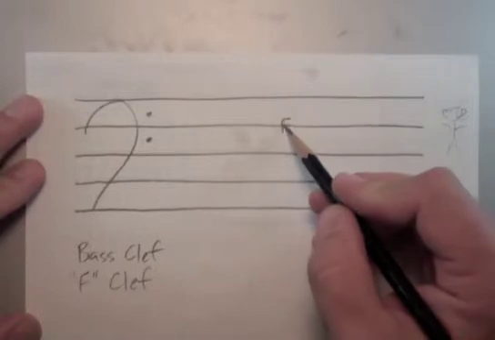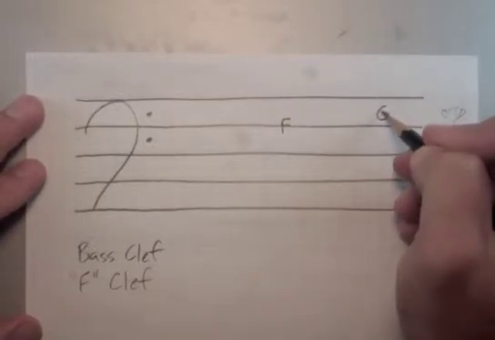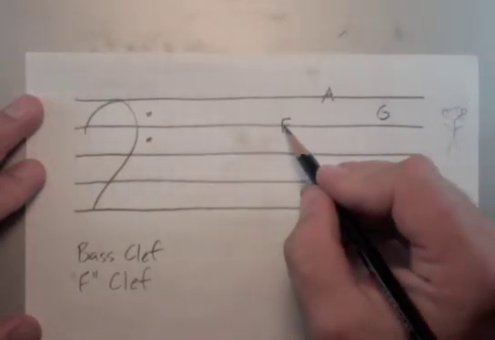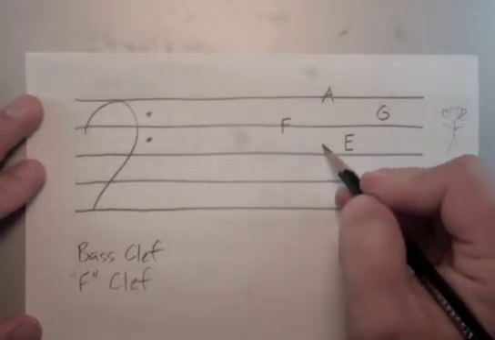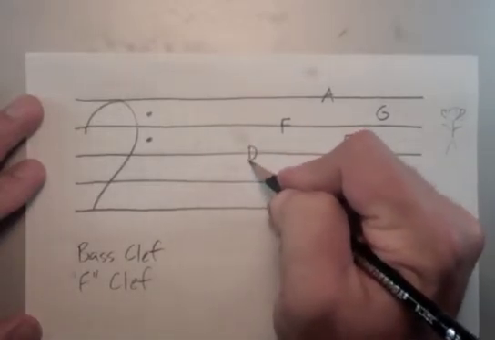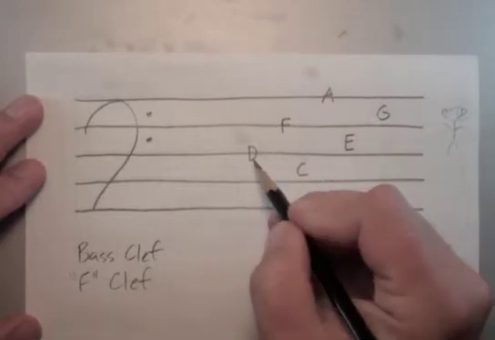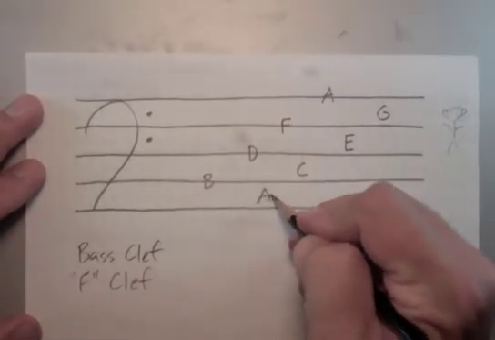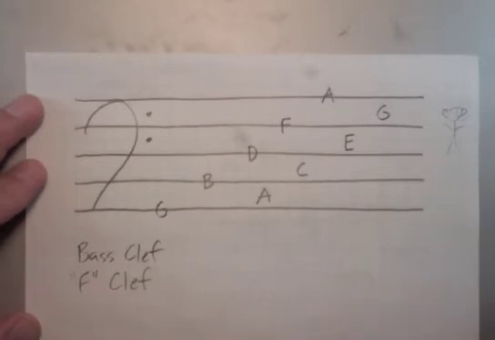So if we go up from F, the next space is going to be G, and I'm going to write it over here. And if we go up, the next line is going to be A. And if we go down from F, this is going to be E. If we go down from E, this is going to be D on the line. Down from D, this space is C. Down from C, this line is B. Down from B, this space is A. And down from A, this line is G. And so here's the basic setup for a bass clef.